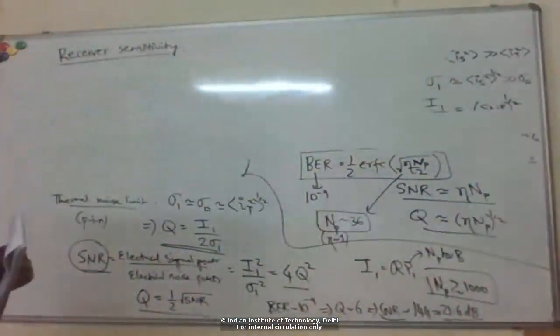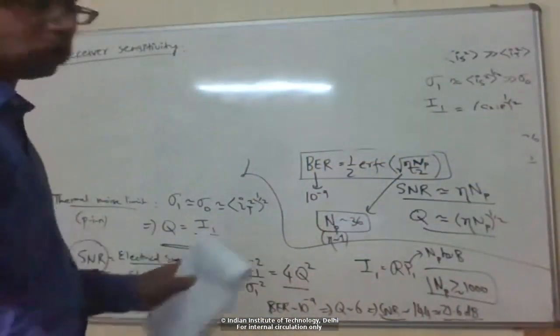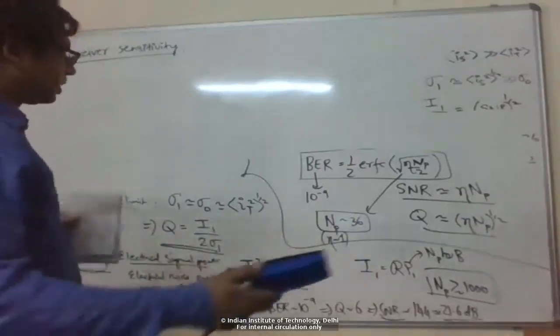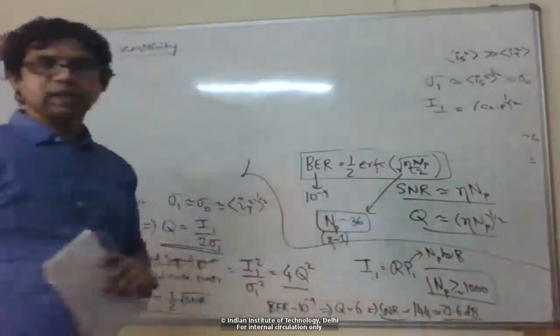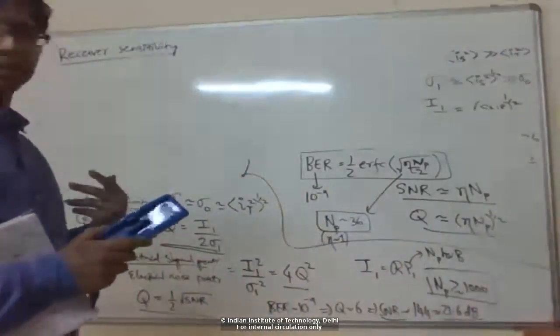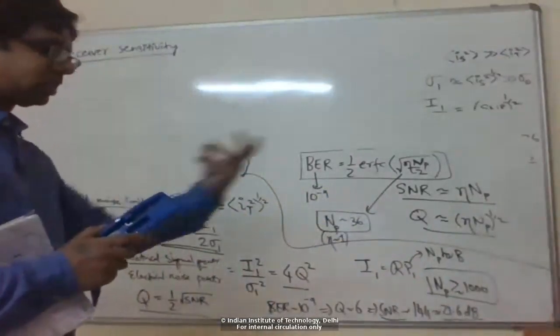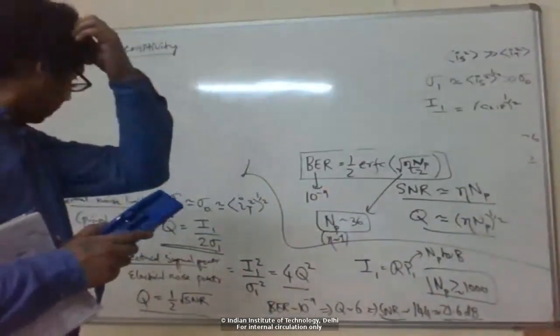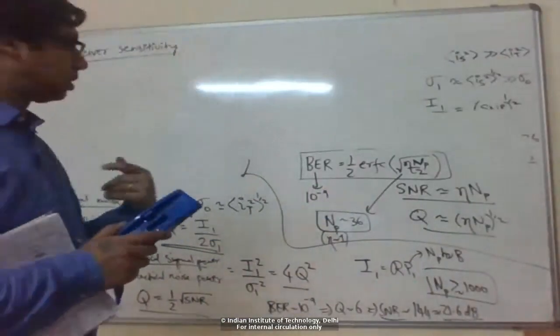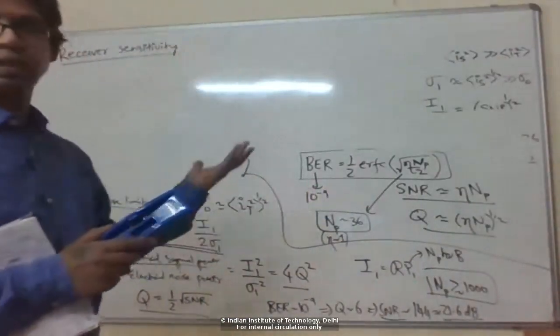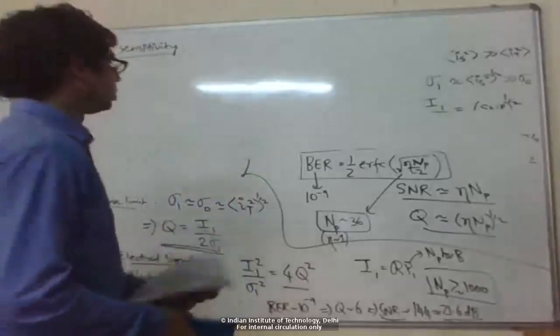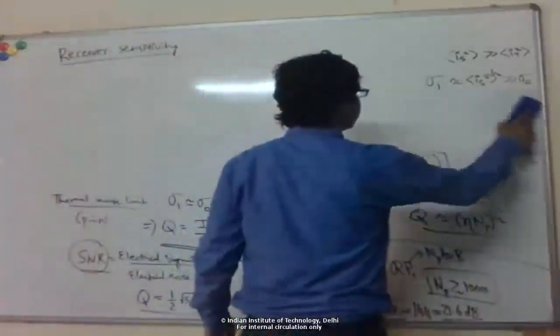For example, you might think that in that case, if there is no noise, then all I need is just 1 photon per bit. Because if there is no noise, I just detect that 1 photon and say it's bit 1. If there is no photon, then I say it's bit 0. So for an ideal photodetector, will that be the case?